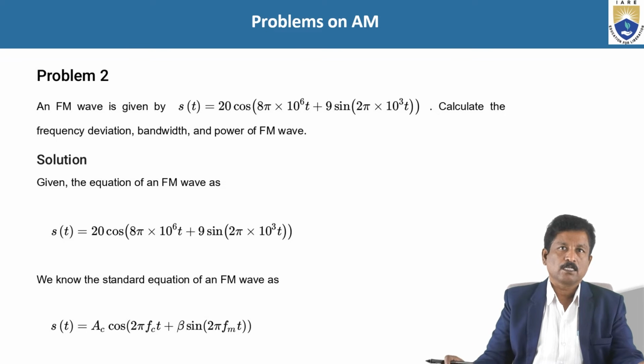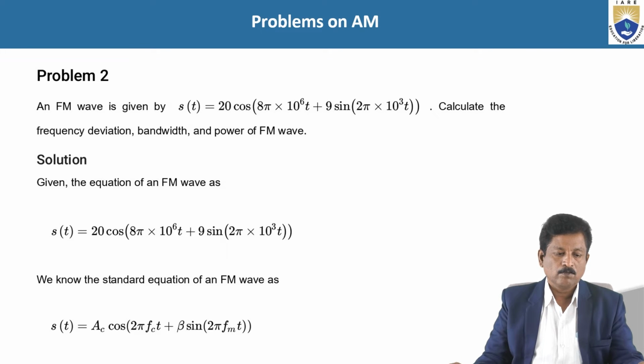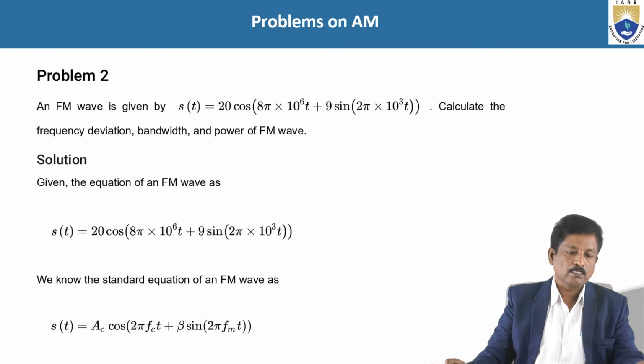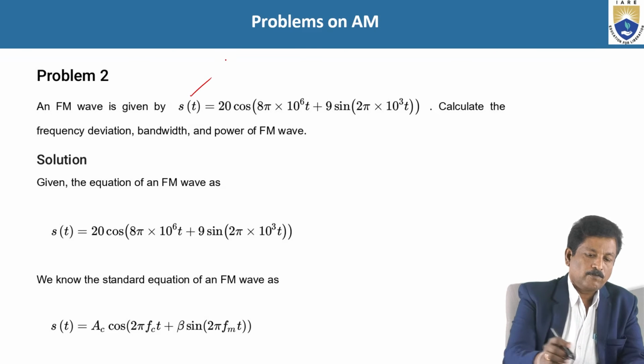Then coming to the second problem. Here the FM wave is given by S of t equal to 20 into cos of 8 pi into 10 power 6 t plus 9 into sin 2 pi 10 cube t. Calculate the frequency deviation, bandwidth and the power of the FM. Compare this given wave with the standard modulated wave S of t.